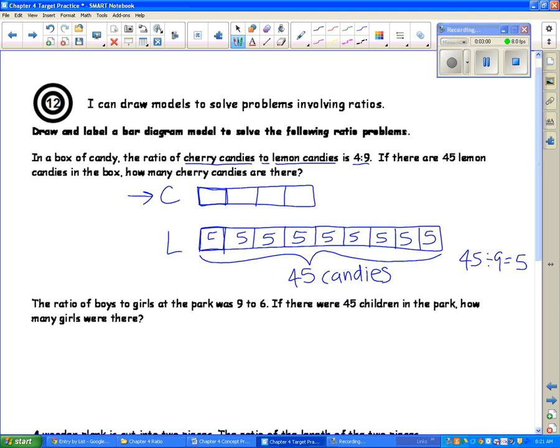And then as we stated, each unit in both bars represents the same amount. So that means each of these units in the bar representing cherry candies is also equal to 5 candies. So that means I have 4 times 5, or 20 cherry candies. And that's it.